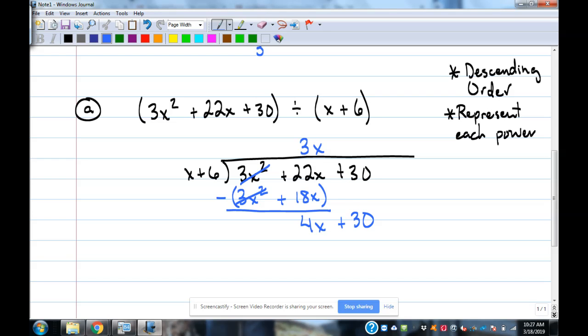And then we do the same thing again. What times this x in the front would get me this 4x here? Positive 4, so it would be a plus 4. Again, that's going to go over the plain number column. Then we distribute positive 4 times x plus 6. That's going to be 4x plus 24, parentheses, subtract. 4x minus 4x cancels out. 30 minus 24, 6. Now, how do I know that 6 is the remainder?